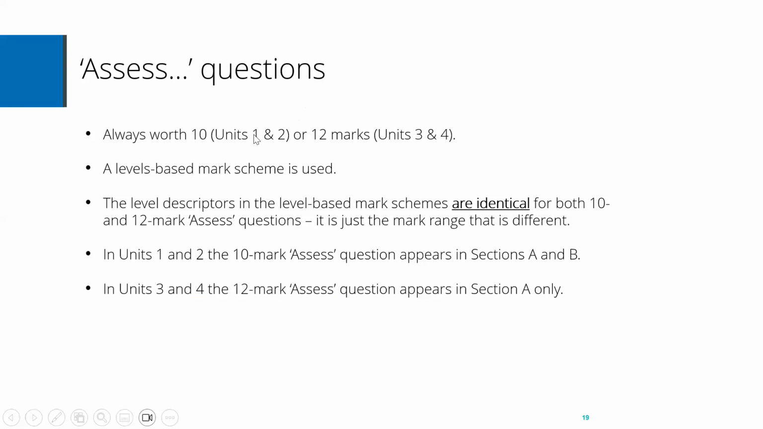Worth pointing out that in units 1 and 2, the assessed question is worth 10 marks. In units 3 and 4, it's worth 12 marks, but the mark scheme is exactly the same. All that's happened is for the higher levels, there are more marks available. And that, again, should reflect the fact that these questions are designed to find the very best. These questions are here alongside the evaluate questions to work out who should get the A star. That's essentially what is going on here.